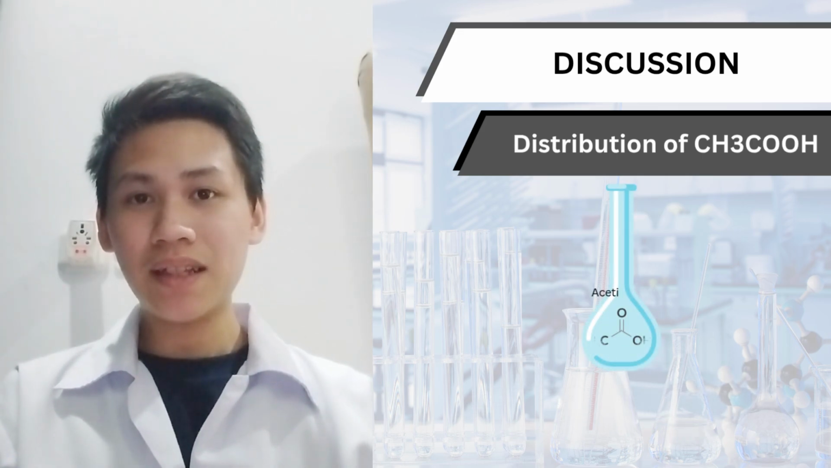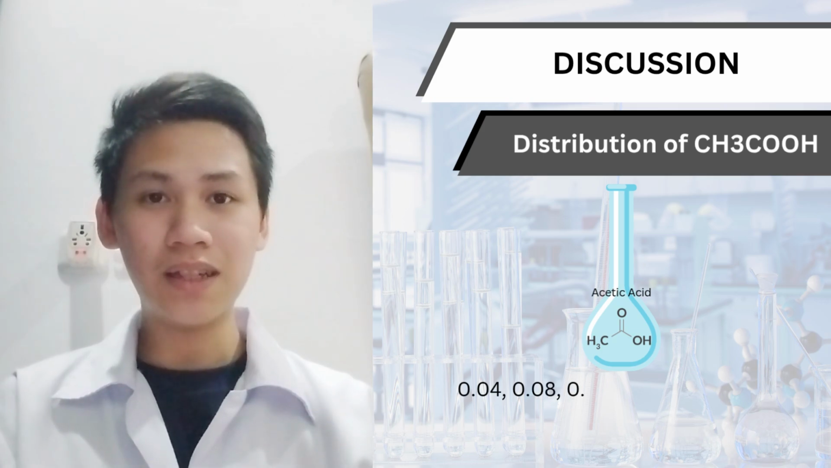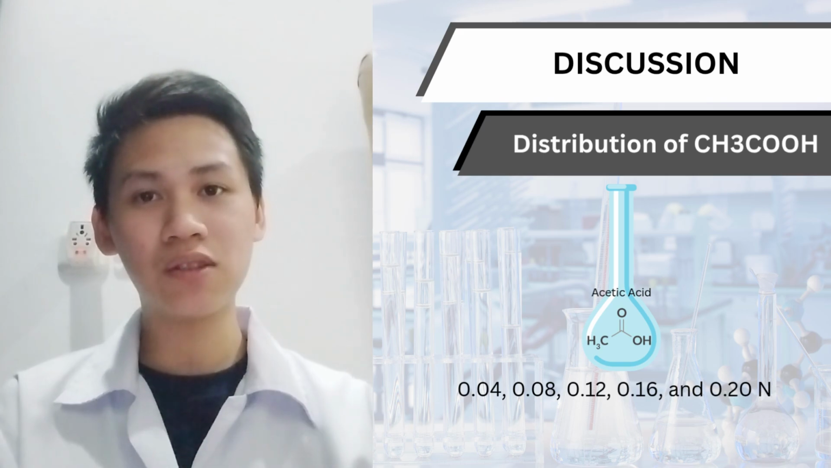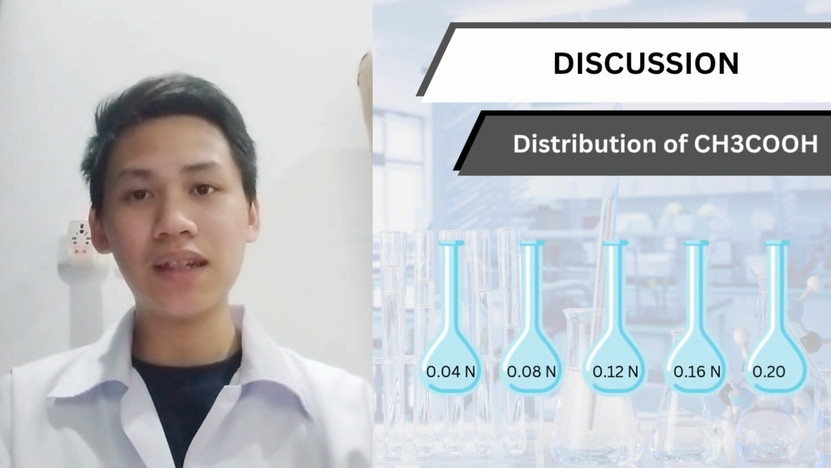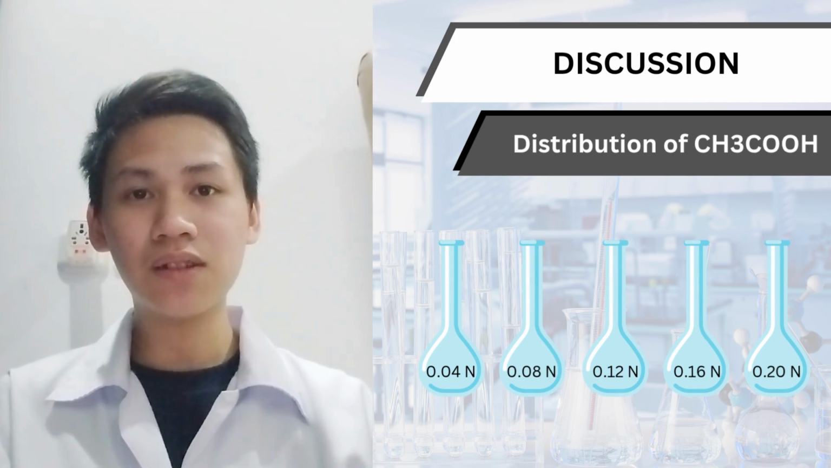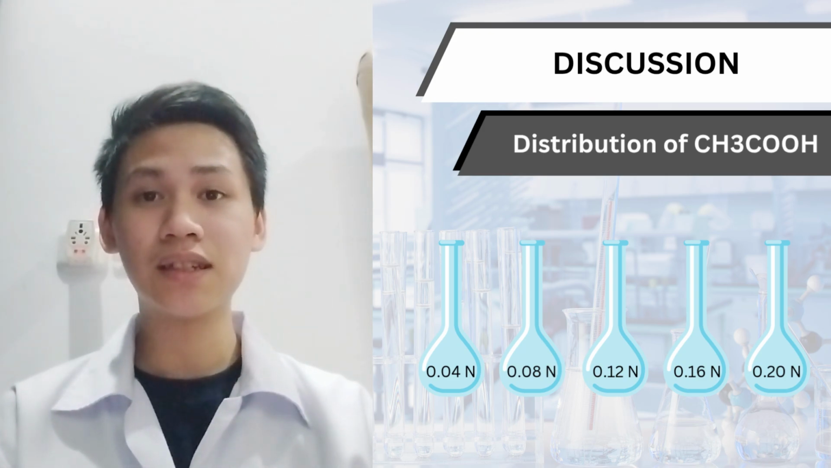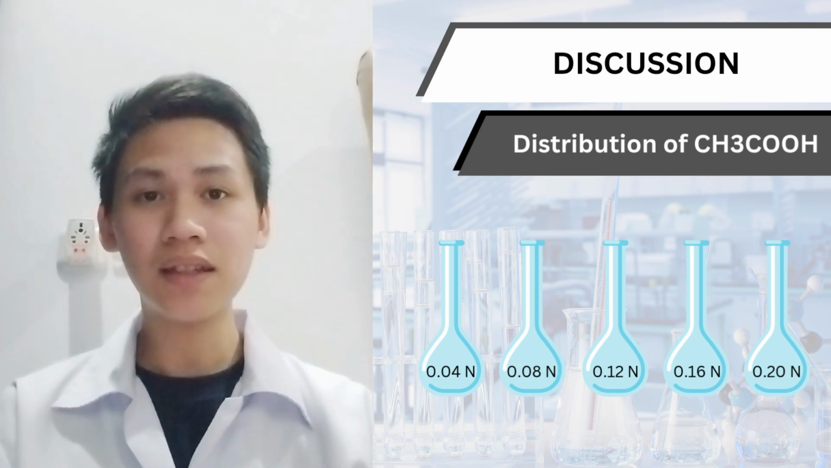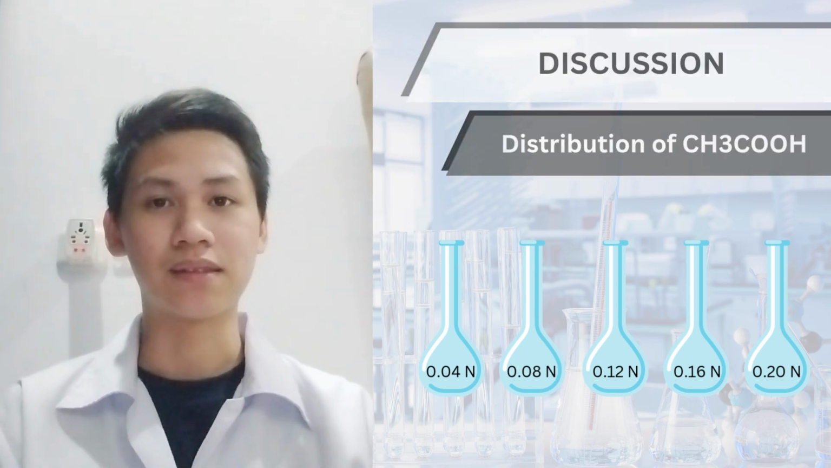Okay, next we will determine the distribution of acetic acid in two immiscible solvents. First, prepare acetic acid solutions with concentrations of 0.04, 0.08, 0.12, 0.16 and 0.2 normality. Preparing a series of acetic acid solutions with varying concentration allows us to study how the distribution of acetic acid changes with different initial concentrations. This variation helps establish a relationship between the concentration in aqueous and organic phases.